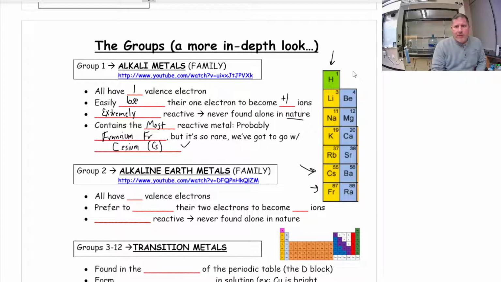First of all, alkali earth metals are right here. These are the alkali earth metals. And they all have 2 valence electrons. They prefer to lose their electrons as well. There's just 2 of them. And they become positive 2 ions. They're fairly reactive, less reactive than the group 1s, but they are fairly reactive. And they're never found alone in nature for that reason.